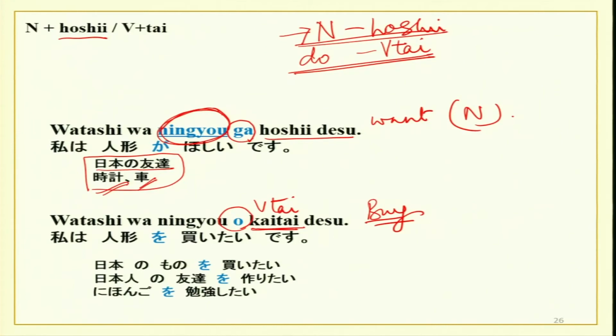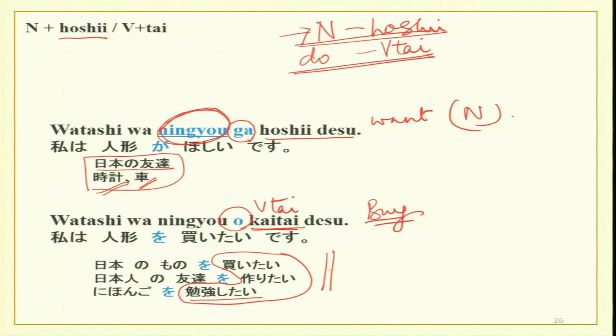So, in a similar manner, you can change all of this with another verb over here. You can see Nihon no mono o kaitai desu. Nihonjin no tomodachi o tsukuritai desu. I want to make Japanese friends. Nihongo o benkyou shitai desu. You cannot say Nihongo ga hoshi desu. So, please remember where to use ga and where to use o.